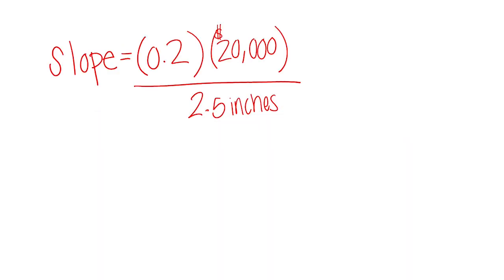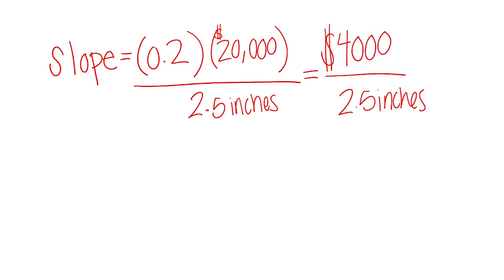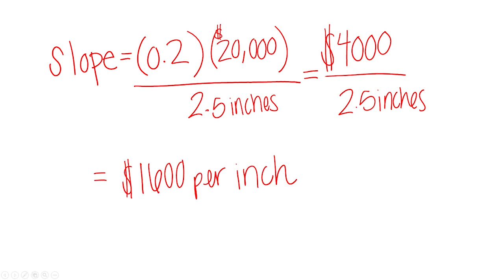Thus our slope is going to be 0.2, which is r, times $20,000, the standard deviation of y, divided by 2.5 inches, the standard deviation of x. Thus our slope is $4,000 divided by 2.5 inches, or 1,600, which, being interpreted, is $1,600 per inch. So, theoretically, a woman's income is correlated to going up $1,600 for each inch in their height.